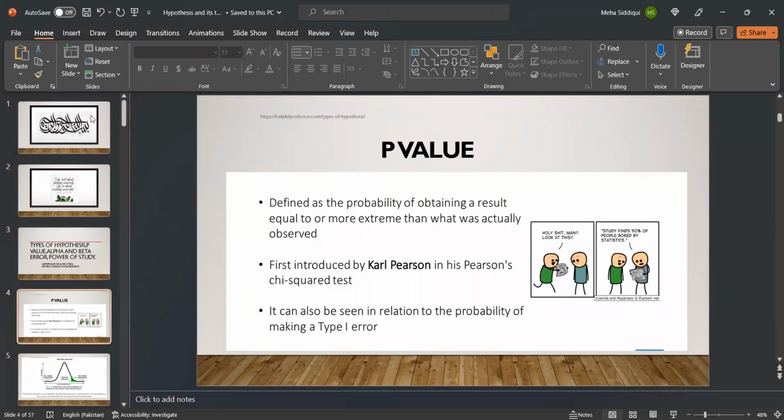Now, what is p-value? It is defined as the probability of obtaining a result equal to or more extreme than what was actually observed. It was first introduced by Karl Pearson in his Pearson's chi-square test. It can be seen in relation to the probability of making a type 1 error, which we'll discuss ahead.